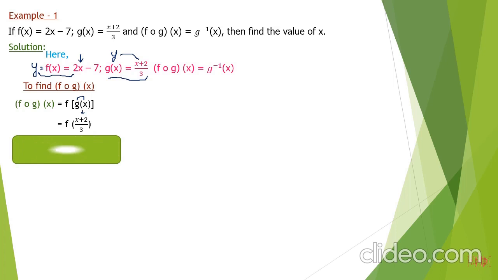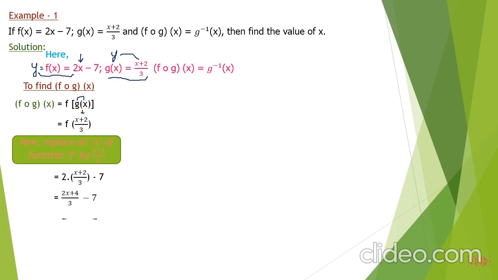Now you can see the same thing is written. Now replace all x, wherever there is, it's only one x we have to replace right now. Replace all x of function f by (x plus 2) by 3. Now as we replace it, this x is replaced by (x plus 2) by 3, isn't it? Exactly, it's replaced by 2 times (x plus 2) by 3 minus 7. On calculation you can see (2x plus 4) by 3 minus 7.